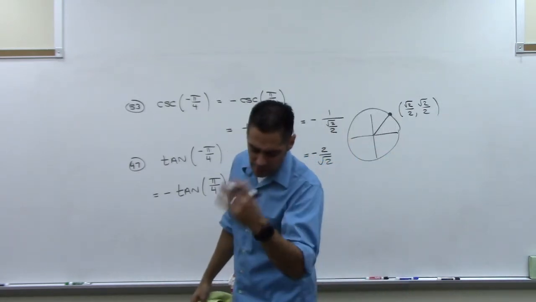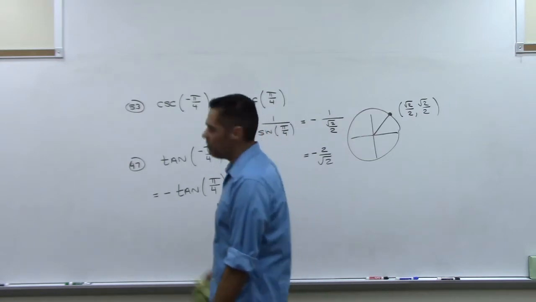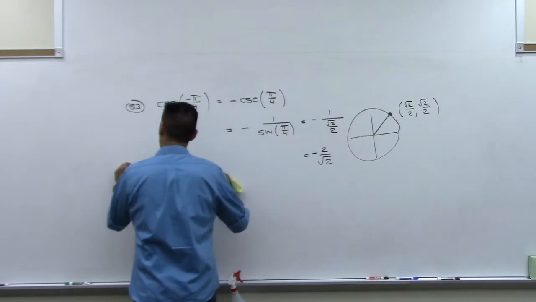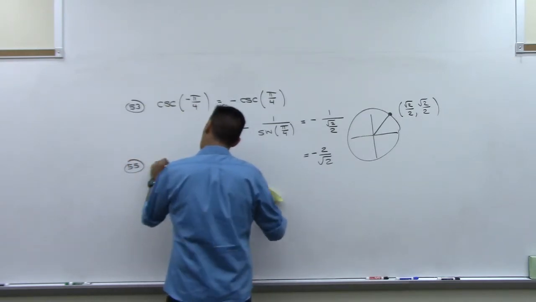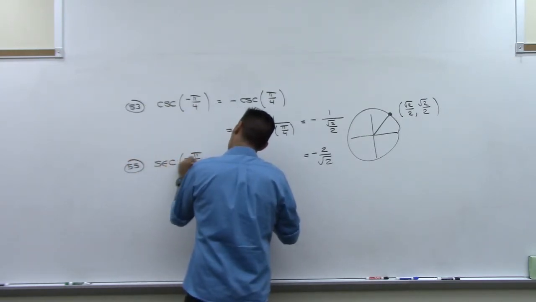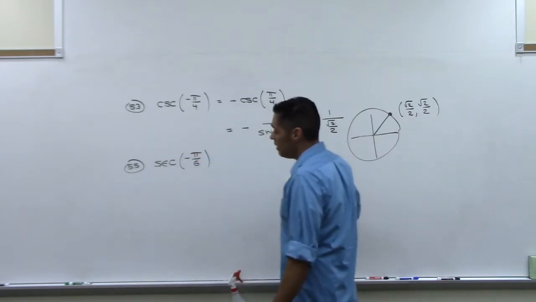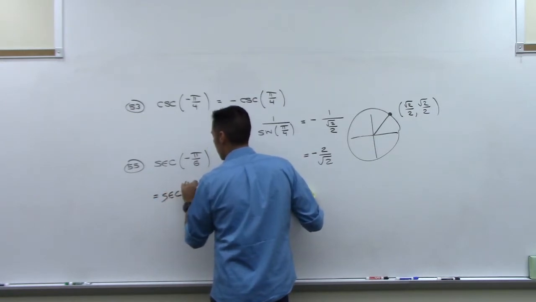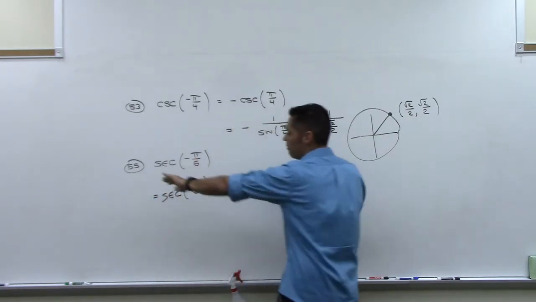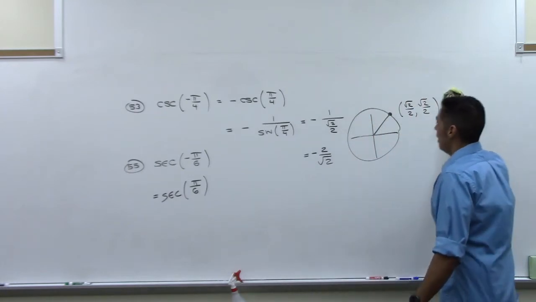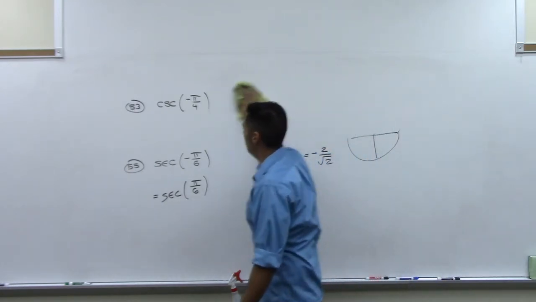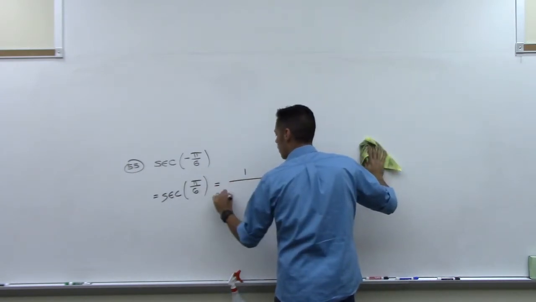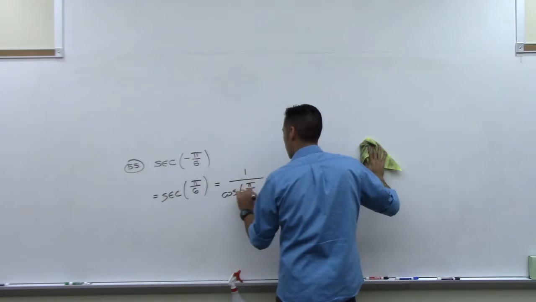Number 55. Finally, we get to an even function, secant of negative pi over 6. Secant is an even function, which means that the negative here is equivalent to what you get with the positive. So no negative comes out, the negative just goes away. And we need to look at pi over 6 to figure out what this is. Also remember, secant is 1 over cosine. So this is 1 over cosine of pi over 6.